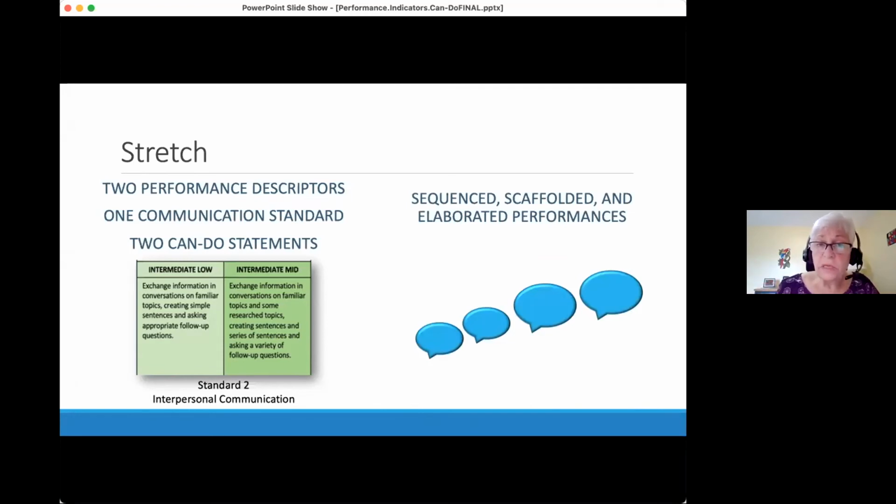By using sequenced, scaffolded, elaborated performances. But I want you to notice that I'm conceptually presenting this with speaking bubbles because this is interpersonal communication, but I didn't have just one bubble for the intermediate mid and one for the intermediate low. I had multiples because we don't get to that place without multiple opportunities. So we want to make sure we're using those strategies of elicitation, of expecting our students to elaborate by prompting them to do so, and spiraling our teaching and the language function, the text types, the contexts.